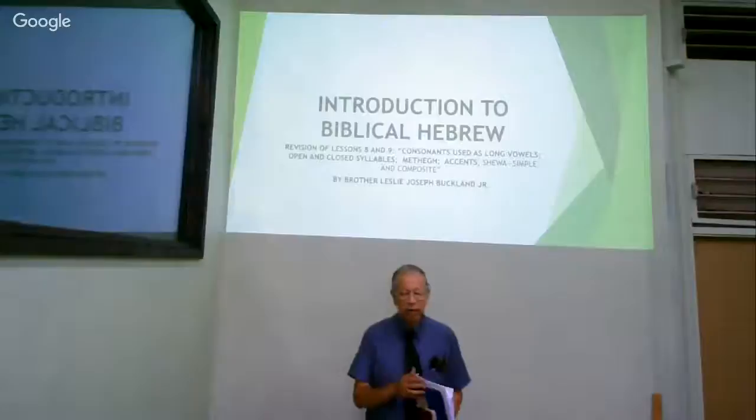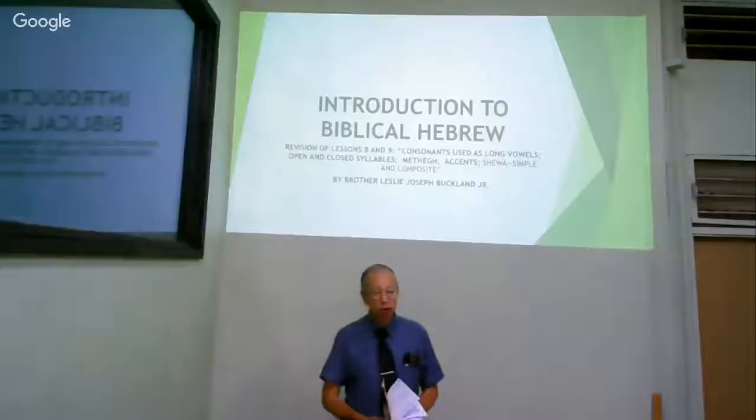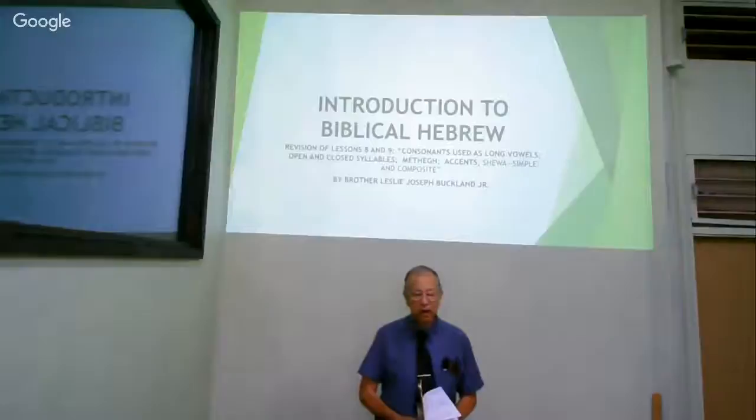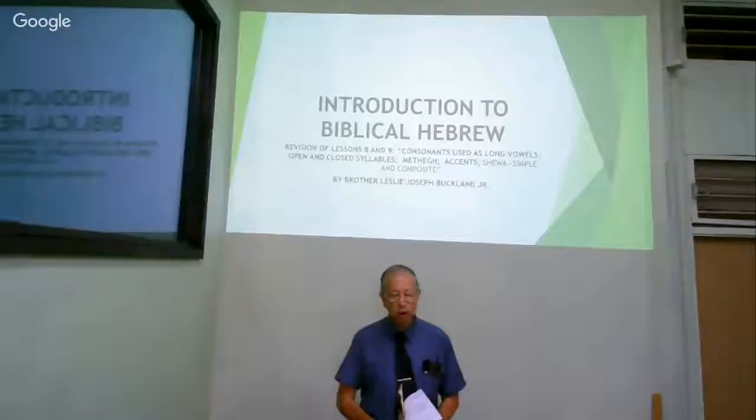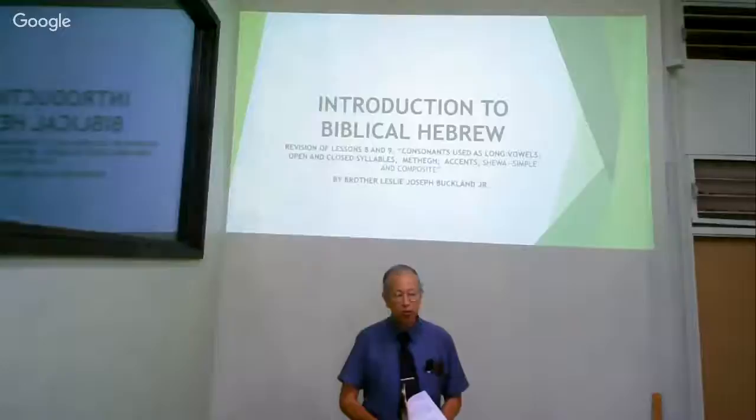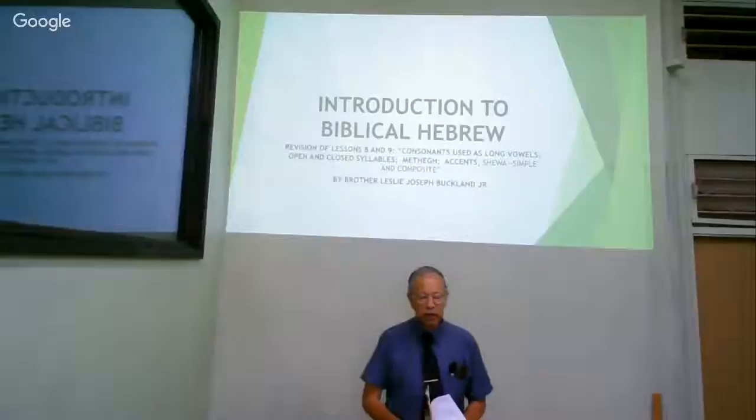So we'll be looking at Methegh, which means bridle. Then we will look at the different accents that are in the Hebrew. And finally, we'll be looking at what is called Shewa, which is either marking a consonant where there is no vowel, or at best, the Shewa may be pronounced rapidly, producing what Hebrew grammar writers called a half vowel sound. And so that is what we will be looking at today.